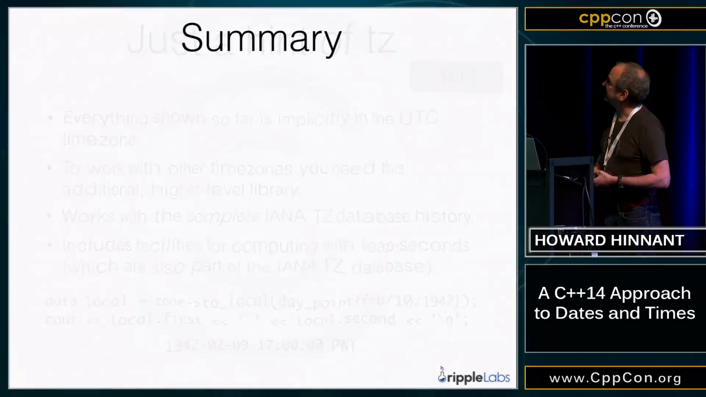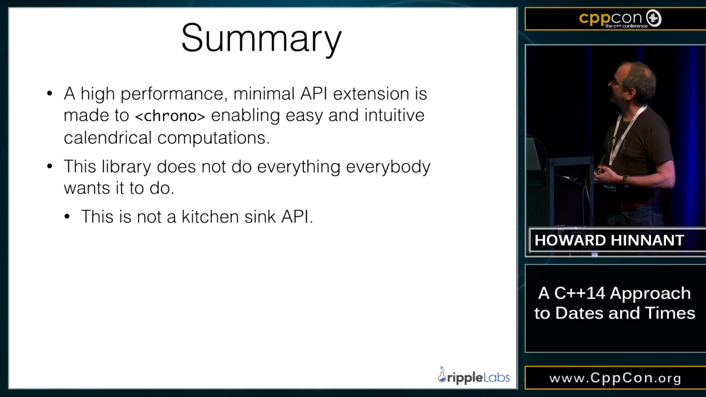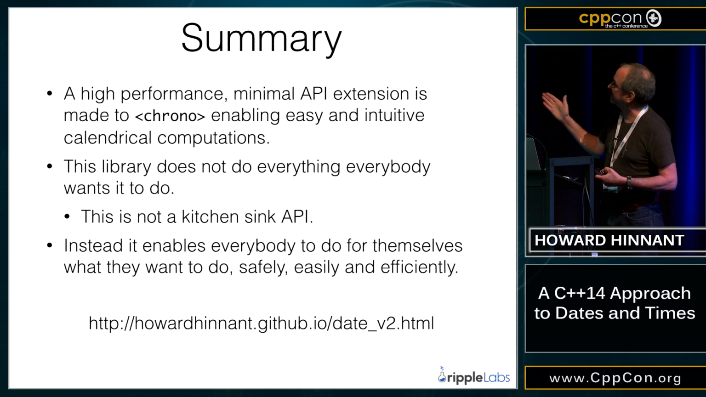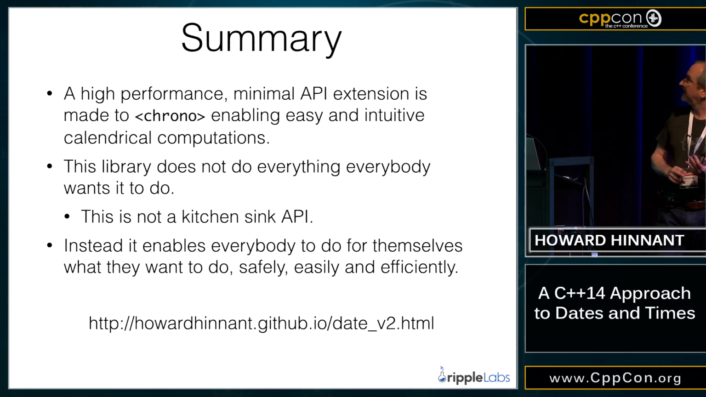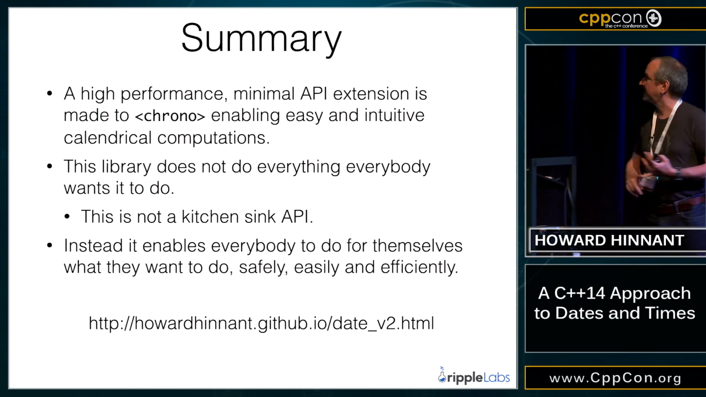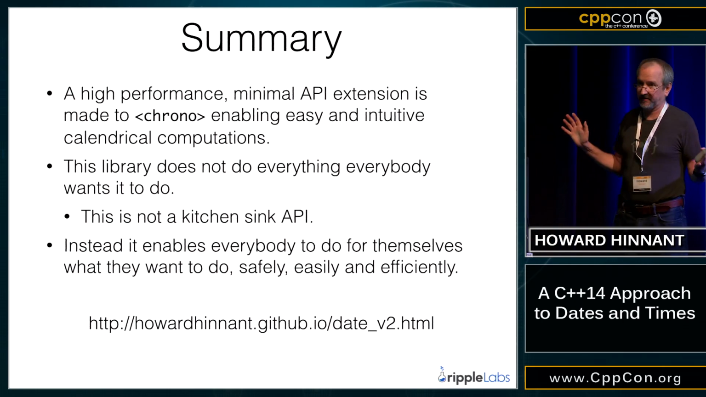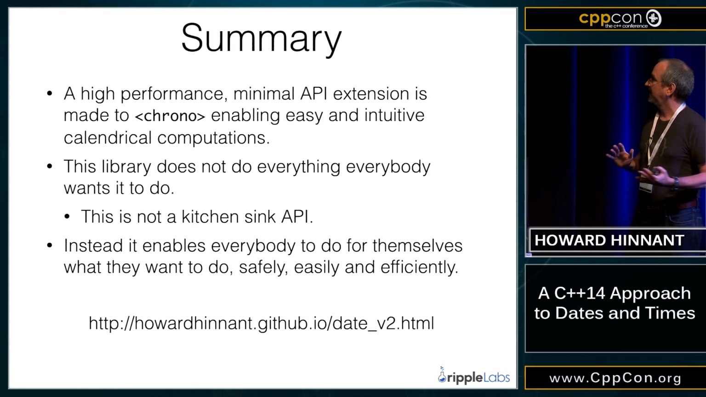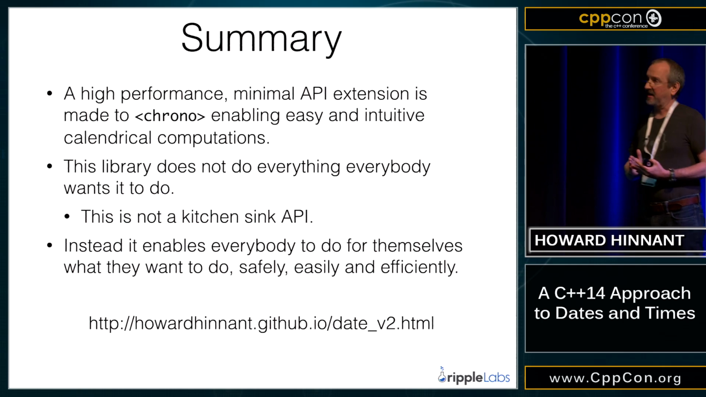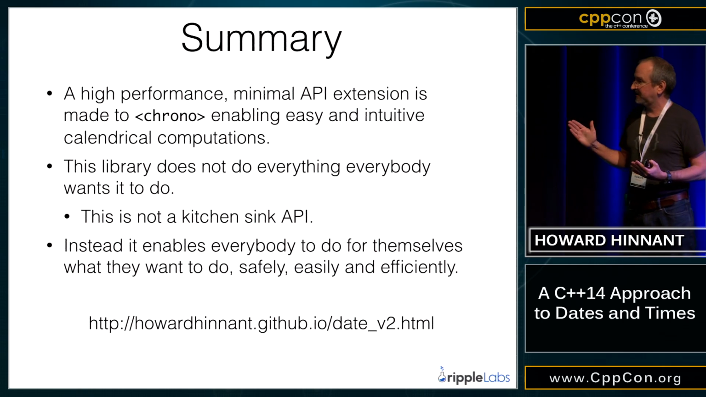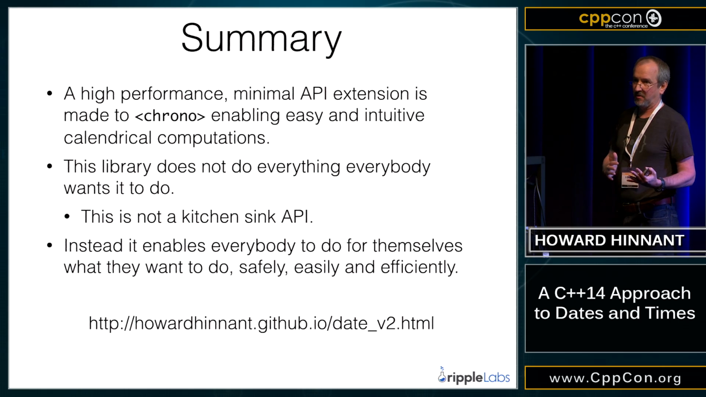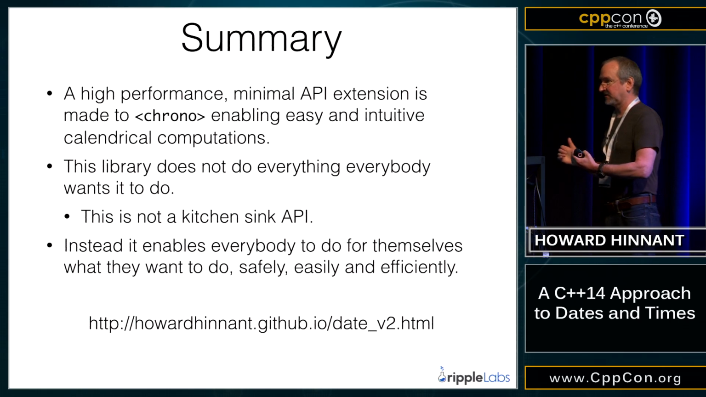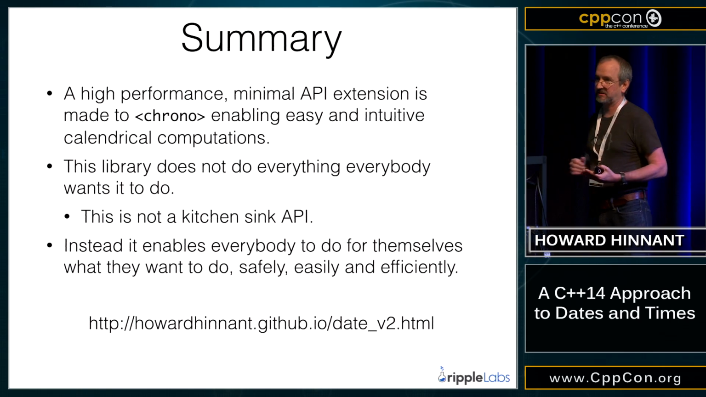So in summary, I've presented a high-performance, minimal API extension made to Chrono, enabling easy and intuitive calendrical computations. It doesn't do everything everybody wants it to. This is not a kitchen sink API, but it should enable everyone to build on top of it and do whatever they need to without any performance motivation to not use it at all. It's a good base to build from.